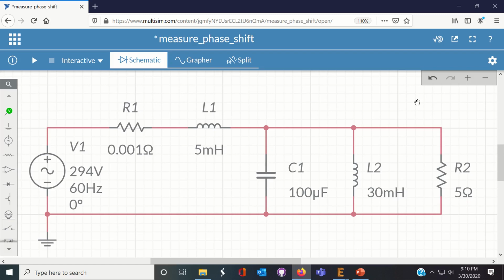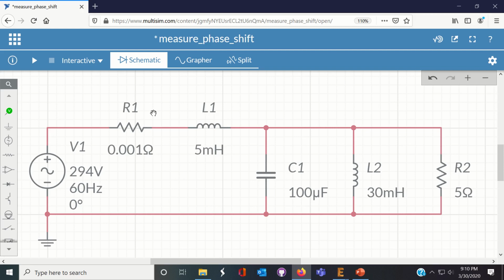Let's use this circuit to explore phase shift measurements between two signals in Multisim Live. We start with a source voltage, which is 208 volts RMS. Next, we have R1 and L1, which you could think of as the reactance of a generator.